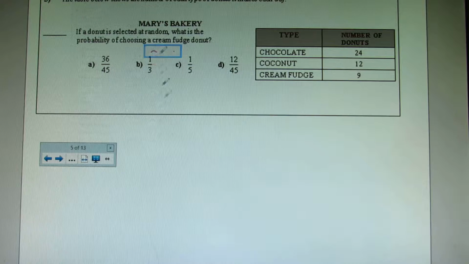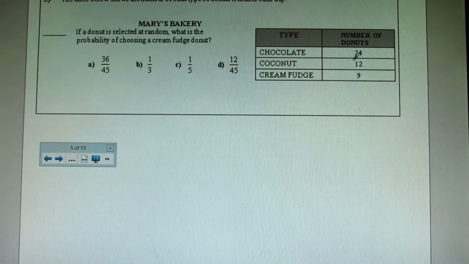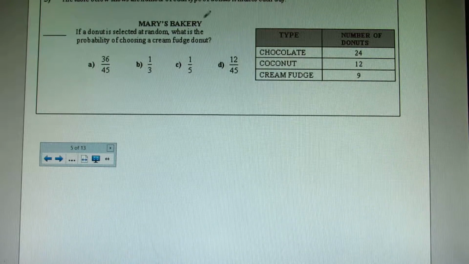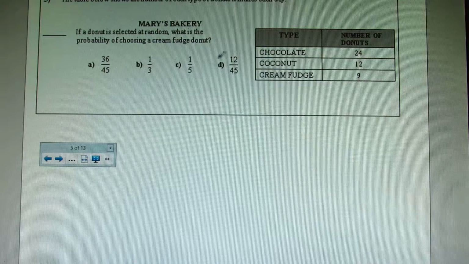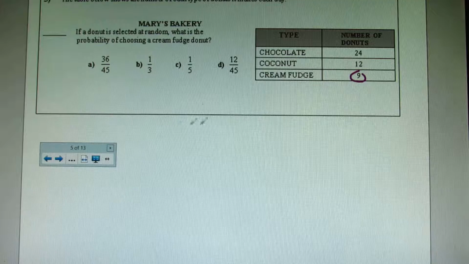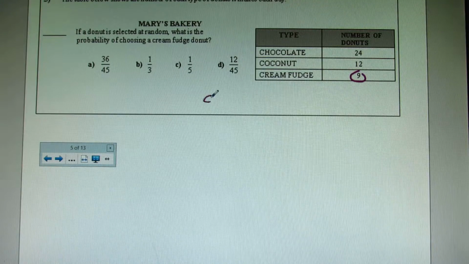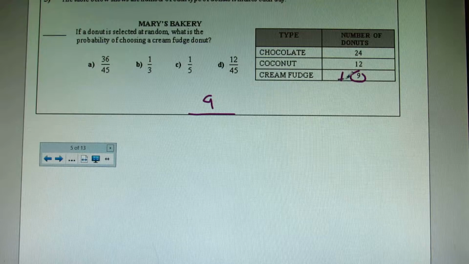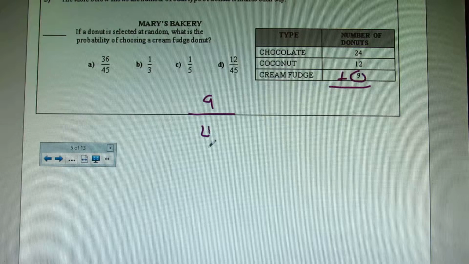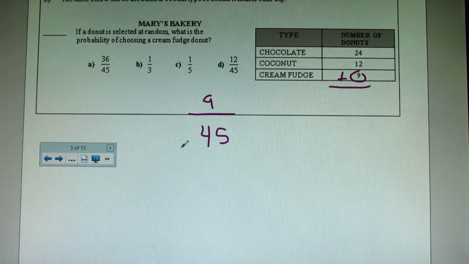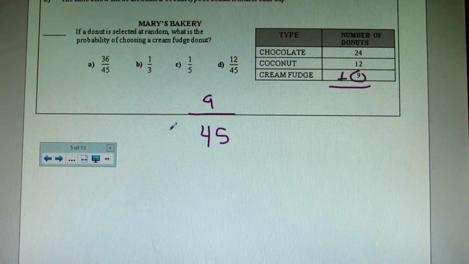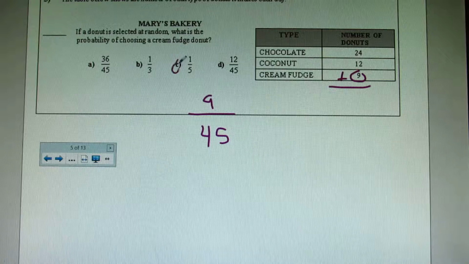All right, next one. The table below shows the number of each type of donut Mary's Bakery makes every day: chocolate donuts, coconut donuts, cream fudge donuts. If a donut is selected at random, what is the probability of choosing a cream fudge donut? So I see the number 9 here. Okay, that's part of my probability. 9 out of, I'm going to need to add up all these to figure out what my total was. And my total is 45. Now, since I don't see that choice here, I'm going to try to simplify using my calculator. 9 out of 45, and I get 1/5, which is a choice.